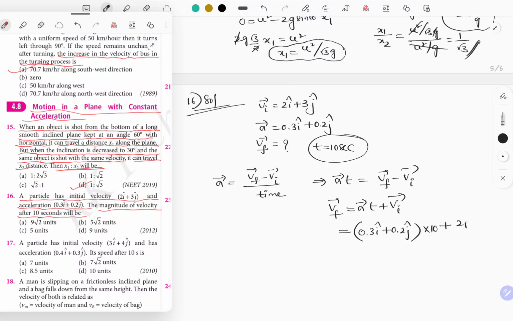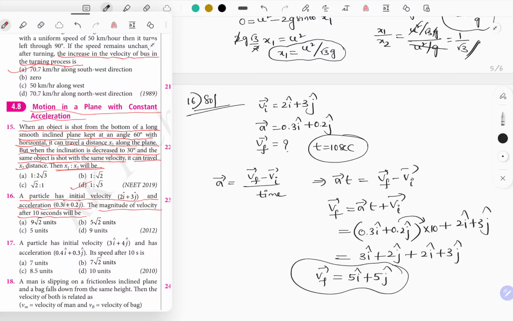Plus, what is the initial velocity? 2 i cap plus 3 j cap. Acceleration times time: 0.3 into 10 is 3 i cap, plus 0.2 into 10 is 2 j cap. Adding the initial velocity 2 i cap plus 3 j cap, if you add both of them, you get 5 i cap plus 5 j cap. This is the final velocity of the object.